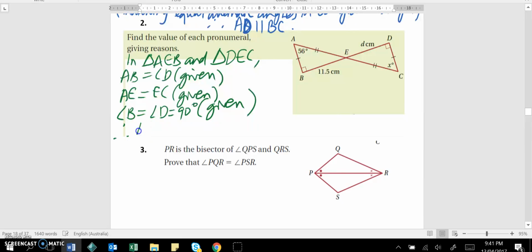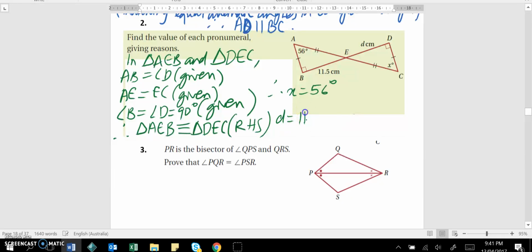And I'm then going to say that the two triangles, AEB and DEC, are congruent because of the rule RHS. Because I use the right angle hypotenuse side. Cool. So because they're congruent, I can just say straight out, therefore x equals 56 and D is equal to 11.5 centimeters.